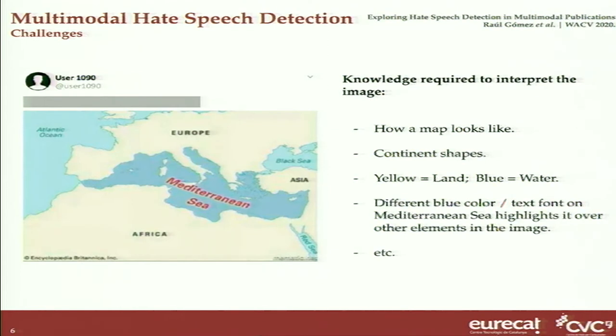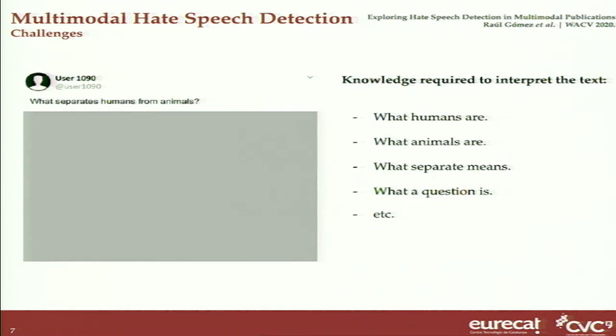In here, we have a tweet with an image. And what's the knowledge required to interpret the image? We would need to know how a map looks like, the continent shapes, or that the different bluish color in the Mediterranean Sea and the different text font highlights it over the rest of the elements in the scene. In here, we have a tweet containing only text. And to interpret it, we would need to know what humans are, what animals are, or what separates means.